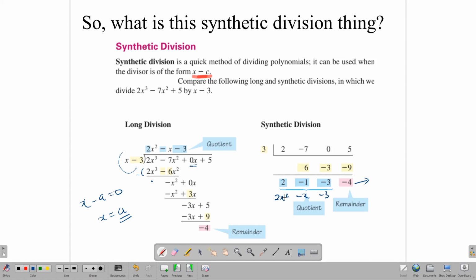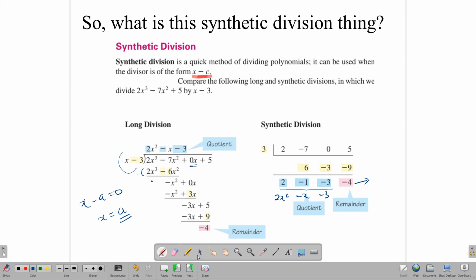And of course, the quotient is always 1 degree less than what we're dividing. So here we're dividing x into x to the third. So the power has to be less than 3. So we start at x squared, hence that.